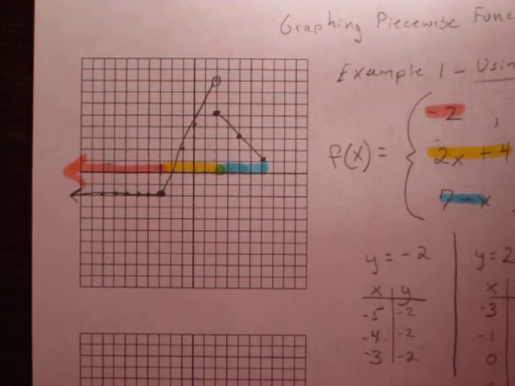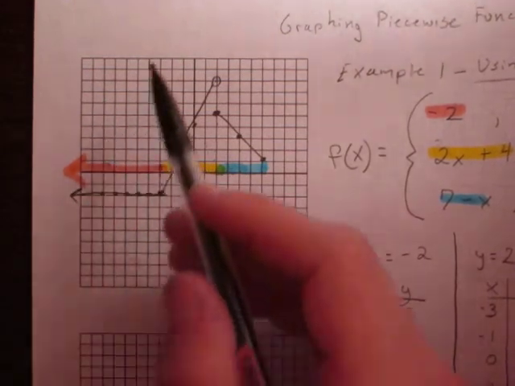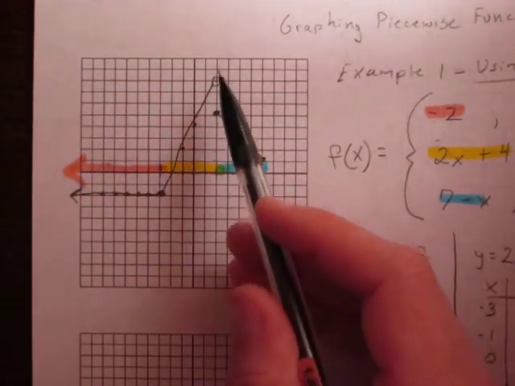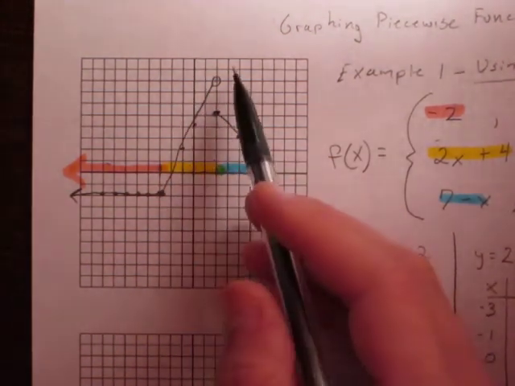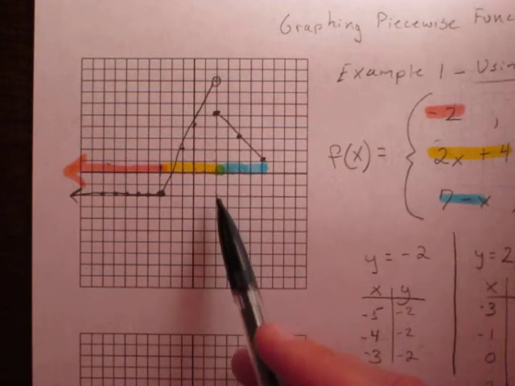So this is my final graph, and you want to make sure that you check it, and it should pass the vertical line test at every point on this graph. And as long as it does, as long as it only intersects the graph at one point, you probably have the right answer.